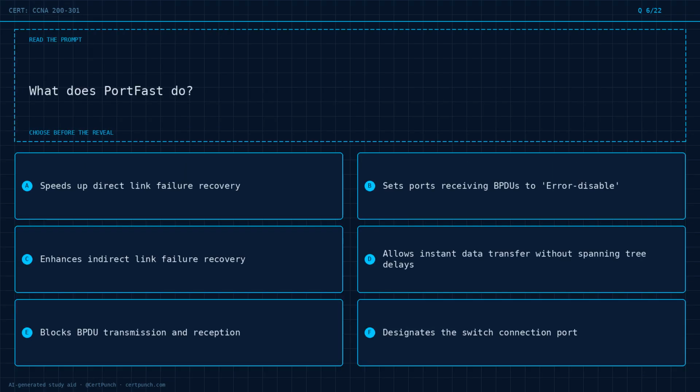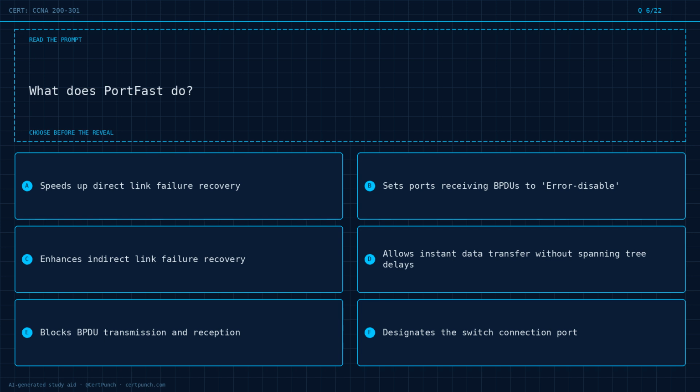Question 6 of 22. What does port fast do? Option A, speeds up direct link failure recovery. Option B, sets ports receiving BPDUs to error disable. Option C, enhances indirect link failure recovery. Option D, allows instant data transfer without spanning tree delays. Option F, designates the switch connection port.